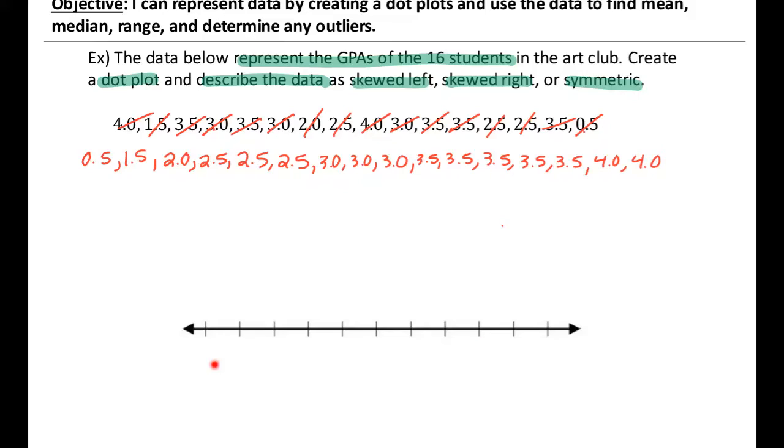All right, then for my number line, I need to figure out my scale. So my smallest number I have is a 0.5, and these are kind of going by 0.5s anyway. So 0.5, 1, 1.5, 2, 2.5, 3.0, 3.5, and a 4. So I can go by half on my scale. But I'm only going to label the whole numbers.